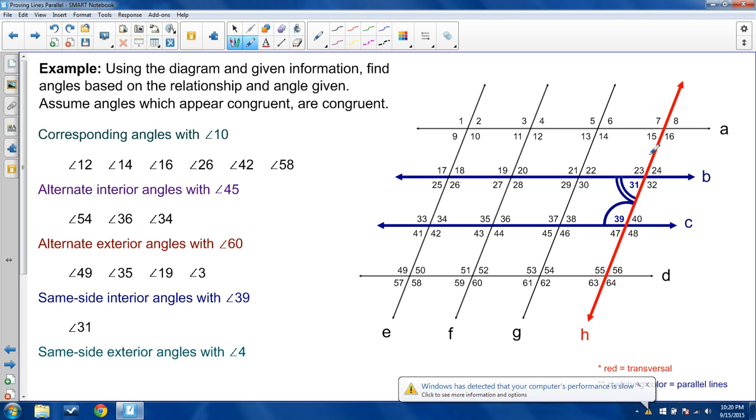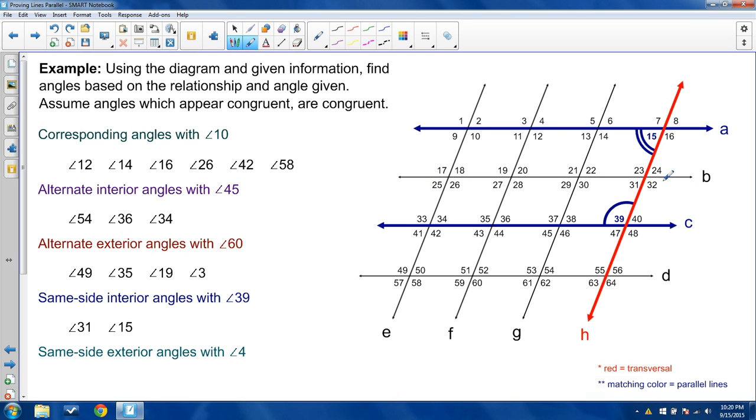That's not the only same side interior angle. There's also 15. 39 and 15 are supplementary, so A and C are parallel. Okay. Again, I'm going with my earlier statements that I talked about. These are the converses of if we knew A and C were parallel, then same side interior angles would be supplementary. Well, the converse is also true. If same side interior angles are supplementary, then the lines are parallel. But that's all I can fit for same side interior angles on this transversal.